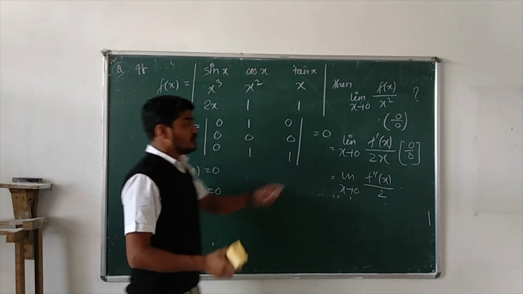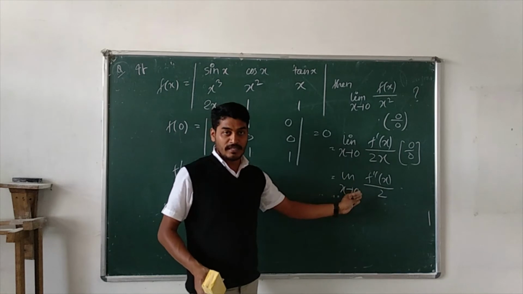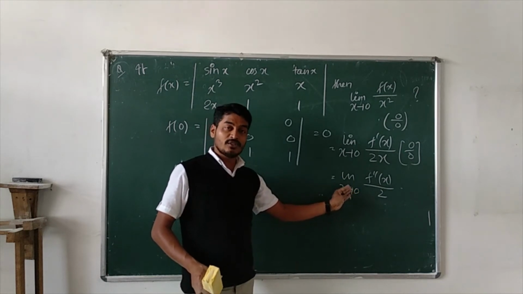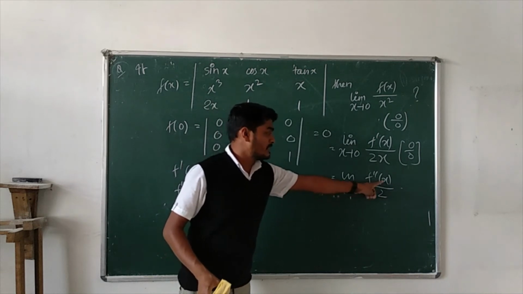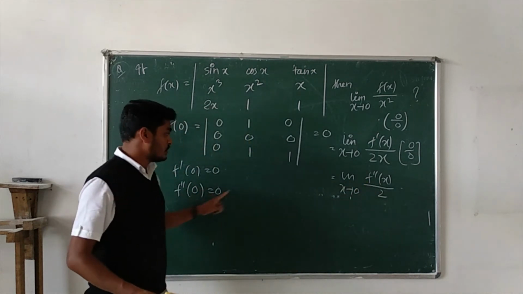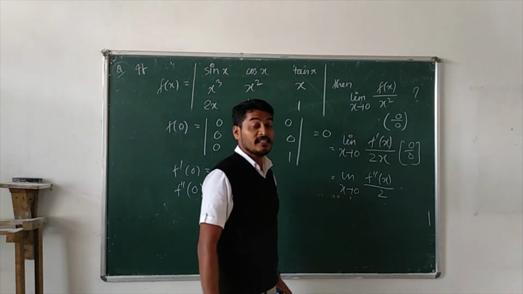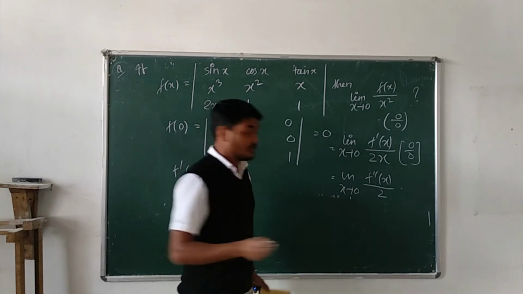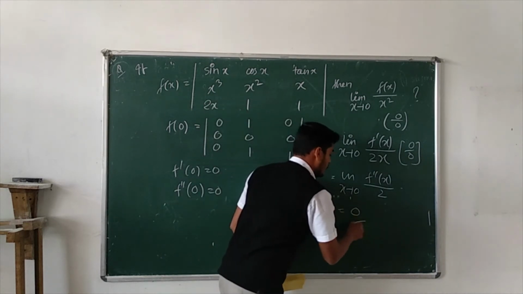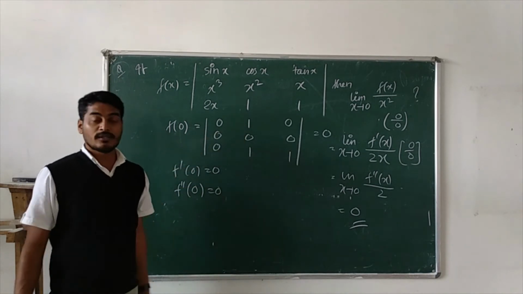Whenever you are getting 0 by 0, you are not supposed to put the limit. Once the 0 by 0 form breaks down, that means you are not getting 0 by 0. We have got f double dash 0 is equal to 0, but 2 is not equal to 0. That means you are getting 0 by 2 form. In this case we can easily put the limit, so we will have the answer 0. 0 by 2 is equal to 0. That's why its limiting value is equal to 0.